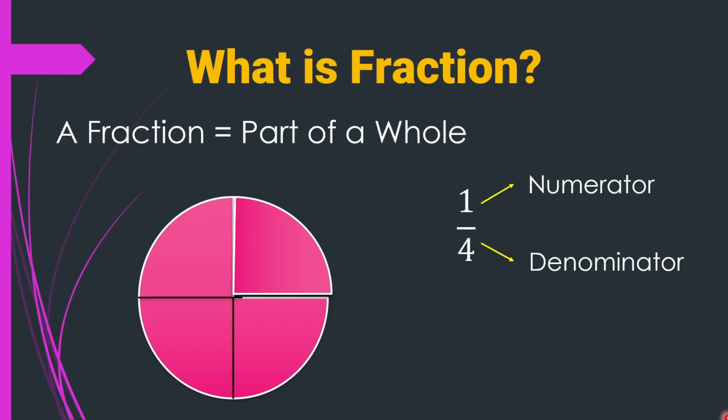A fraction means a part of a whole. Look at the circle. It is divided into four equal parts. If we take out this one part, we write it as 1 by 4. The top number is the numerator. It tells us how many parts we take. The bottom number is the denominator, and it tells us how many equal parts the whole is divided into.